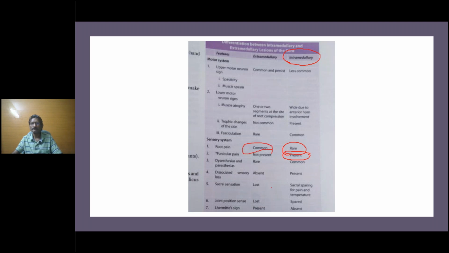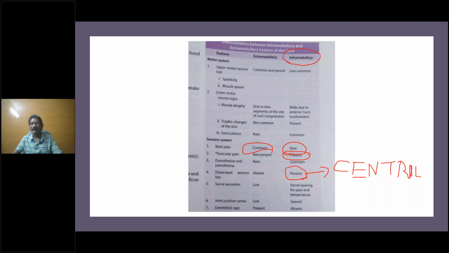So remember that. Second is dissociated loss. Dissociated loss is present only when the lesion is central, only when the lesion starts central. This is again not a rule. When the lesion starts from the central part, as I already told you with the diagram, only a central intramedullary lesion will start with dissociated sensory loss. A central lesion which affects pain and temperature and does not affect the posterior column will cause dissociated sensory loss.